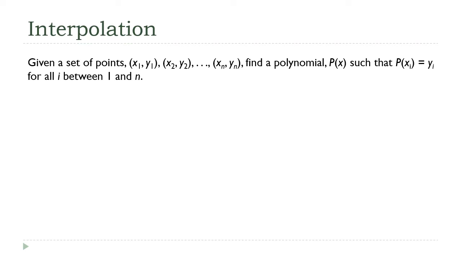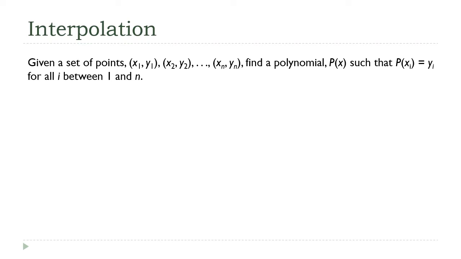So I want to start off our conversation about interpolation by defining what it is exactly we mean. What is our goal here? What we're going to do is start off with a set of points, x1, y1 through x sub n, y sub n. And our goal is to find a polynomial, p of x, such that p of x sub i equals y sub i for every i between 1 and n. In other words, each one of those points satisfies our polynomial.